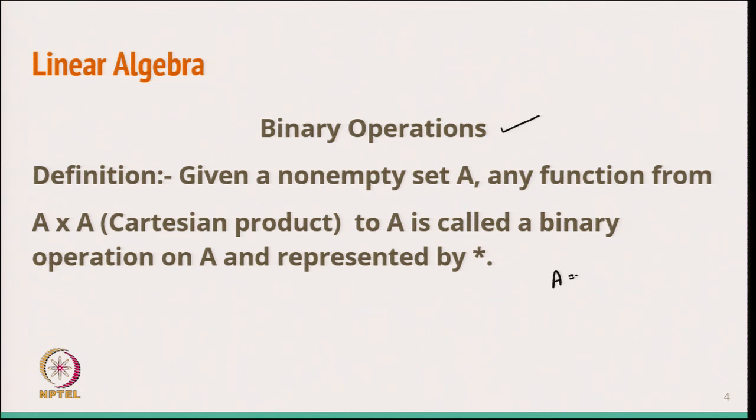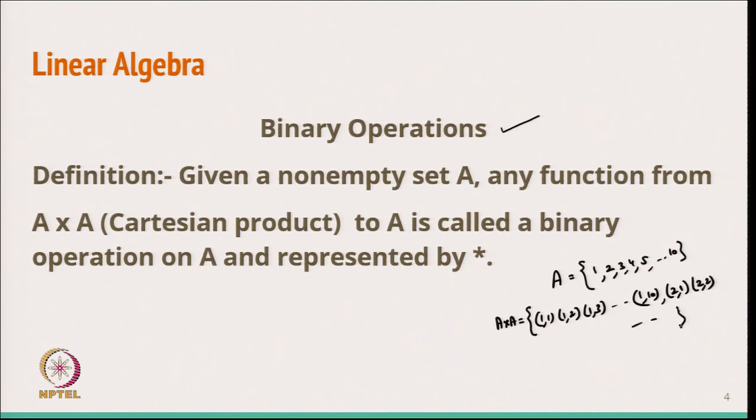Suppose I have some set A, say 1, 2, 3, 4, 5, and suppose it goes up to 10. Then any function from A cross A. So, this is the Cartesian form. The Cartesian product gives you 1 1, 1 2, 1 3 up to 1 10, and then I can have 2 1, 2 2 like this. So, A cross A is a Cartesian product in which we have one element from A and another element also from A. So, this is the Cartesian product.